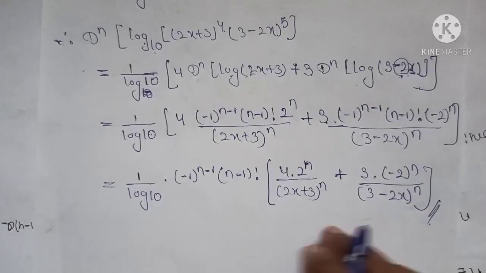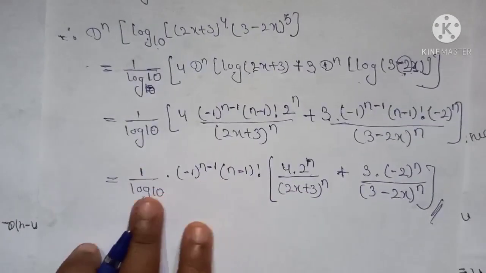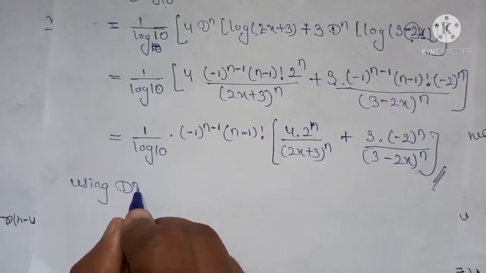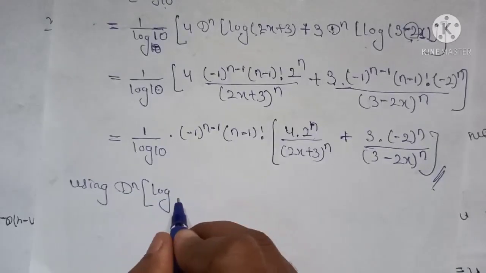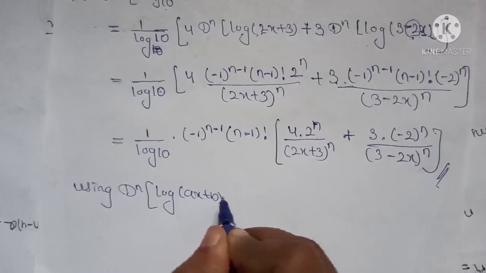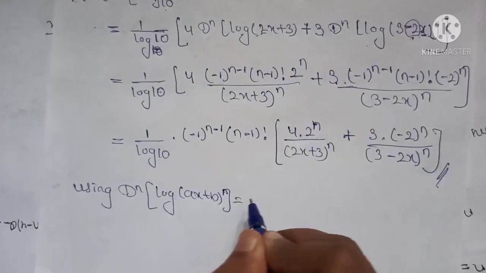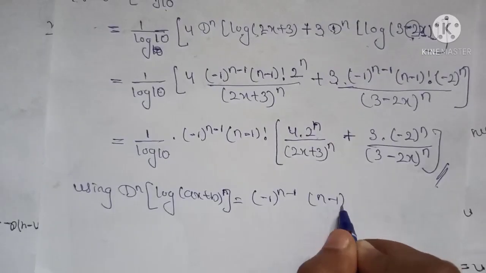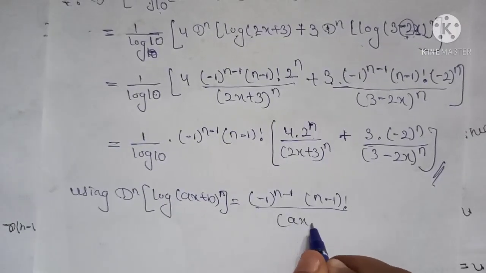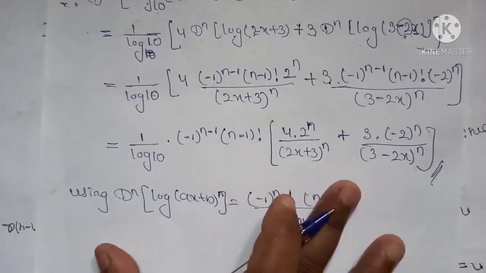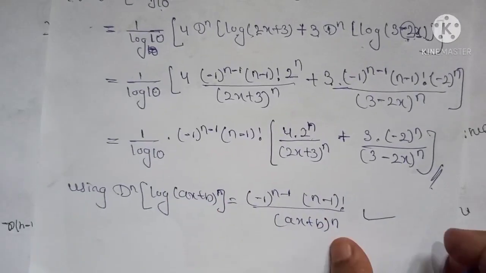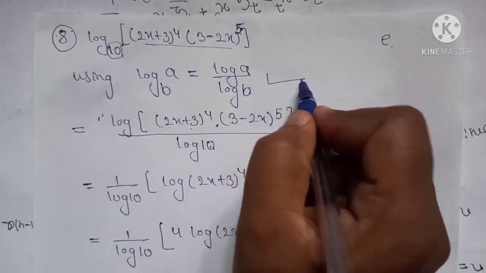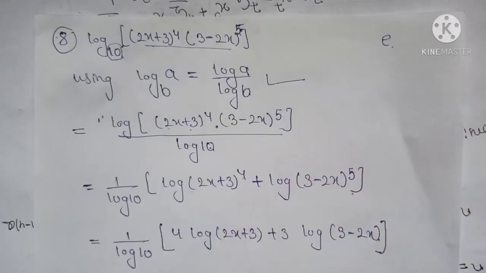So this is the required answer by using the formula, that is, the nth derivative of log of (ax + b) is equal to minus 1 raised to n minus 1 factorial, divided by (ax + b) raised to n. So wherever I have used a formula, I have written it here. Even here also you can observe that. So here I have written this formula. Better you write all the used formulas on one side.